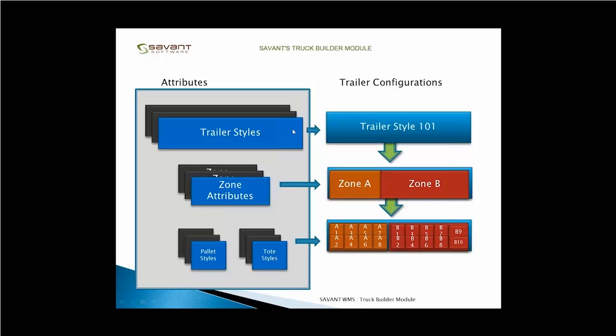To give an example, this may be an order going out on a certain trailer. We know there may be 2 zones in the trailer. Let's say it's refrigeration and dry, or maybe it's just stop 1 and stop 2. And what pallets or totes are to be used for picking.